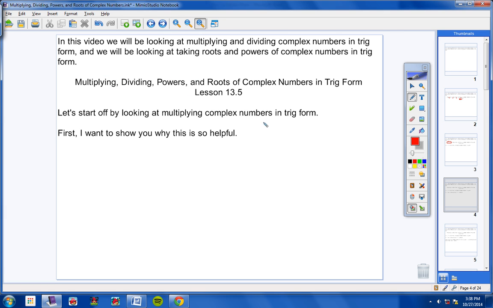Now, first I want to show you why this is so helpful, so please do not take notes on this, just watch. Okay, if I had 3 minus 2i times 6 plus, I don't know, 5i, and I asked you to multiply those two complex numbers together, you would have to take the 3 and multiply it through. So you would get 18 plus 15i. Then you'd have to take the 2i and multiply it through, and you would get minus 12i minus 10i squared.